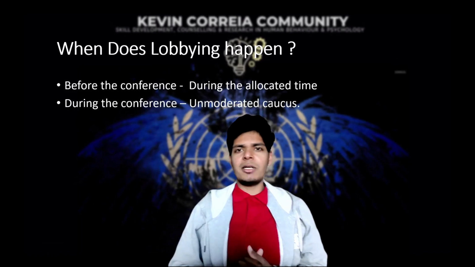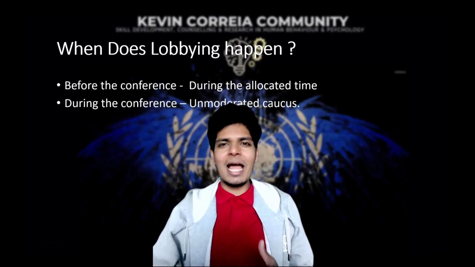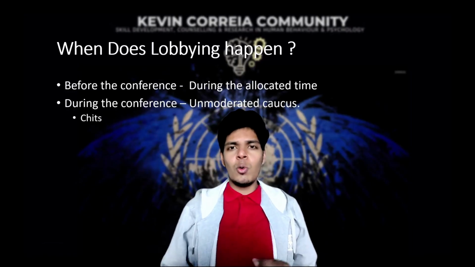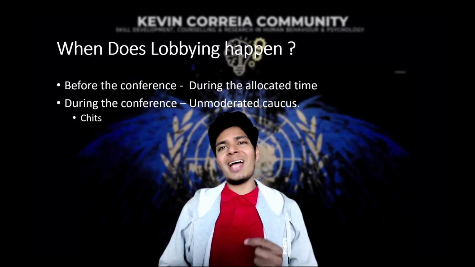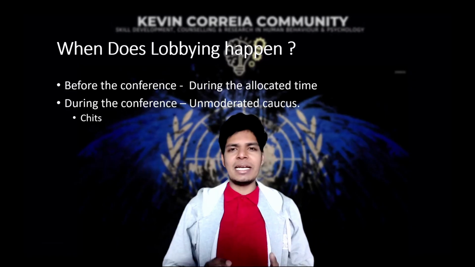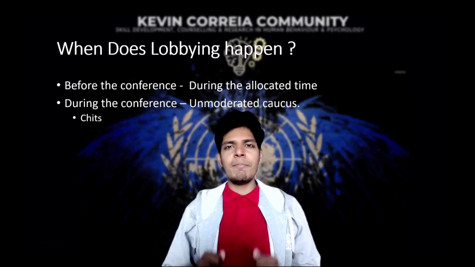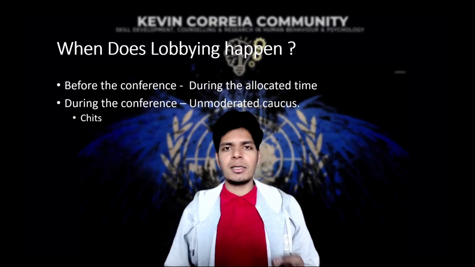The last part where lobbying happens is non-verbal lobbying, and that happens through chits. When you pass chits around via the chairperson, your chairperson knows that this particular delegate is having a conversation with each and every other delegate in the room, and it's very important because your chits are also marked.